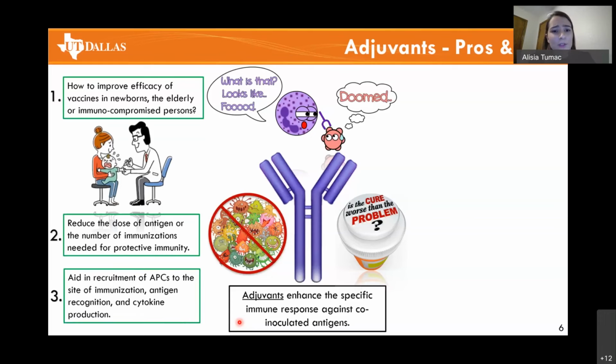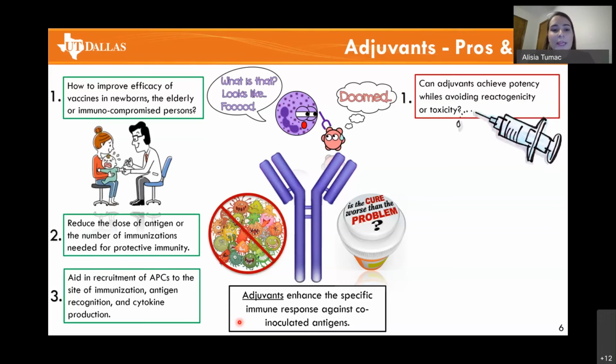And how exactly do they do that? They are very good at recruiting antigen-presenting cells to the site of immunization, which will in turn lead to antigen recognition and cytokine production, therefore enhancing the immune response. However, like any other product, it has its good and bads. Can you in fact achieve potency while avoiding toxicity? Not so, and it depends on the type of adjuvant.